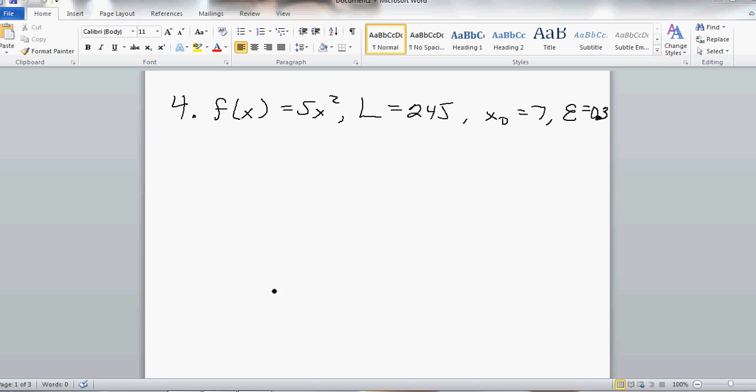And so, very quickly, we know our limit is 245. So I'm going to put my 245 right here. My epsilons are 0.3, so I can have one here and one here. If I go up 0.3, that'll be 245.3, and if I go down 0.3, that is 244.7.